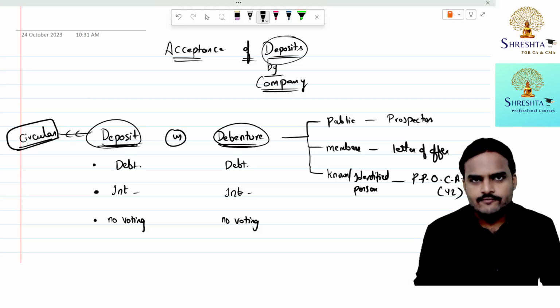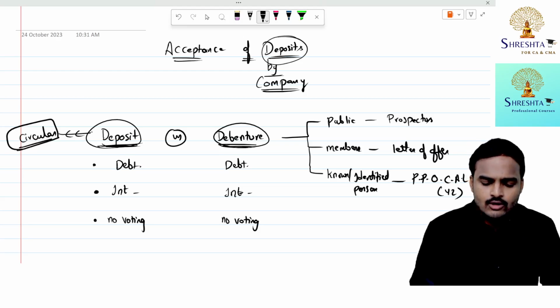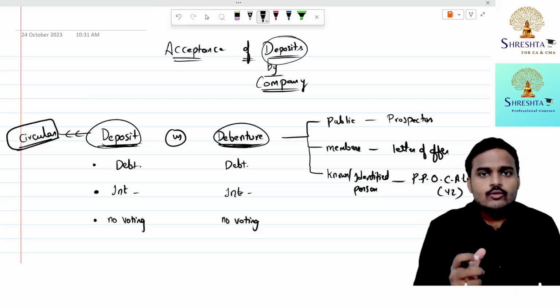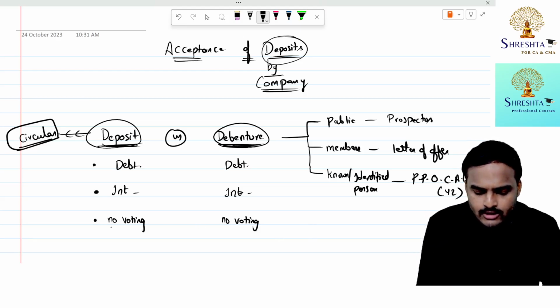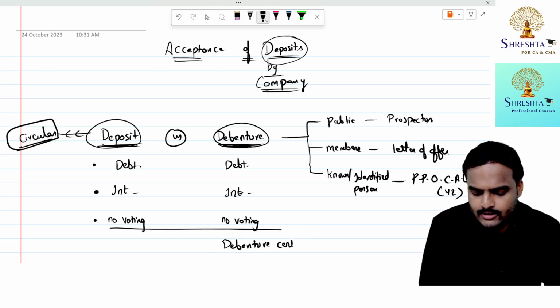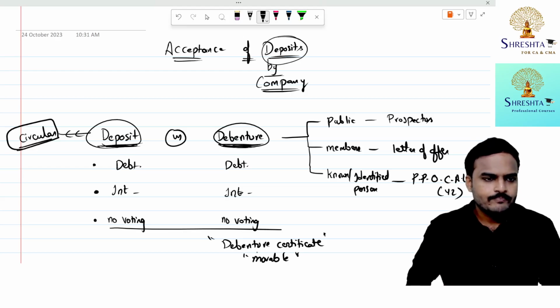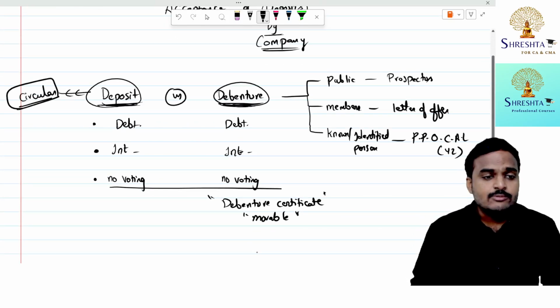Preparation of circular is sufficient. So this is one difference. Second difference, a person who makes an application for debenture will be given a debenture certificate. This certificate is movable in nature. It is transferable from one party to another party subject to AOA. So the transfer or transmission of securities provisions will apply to the debenture.